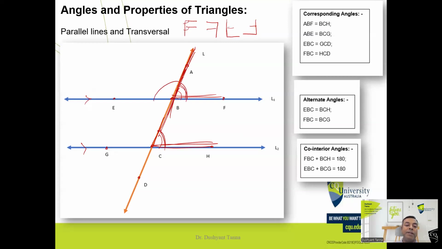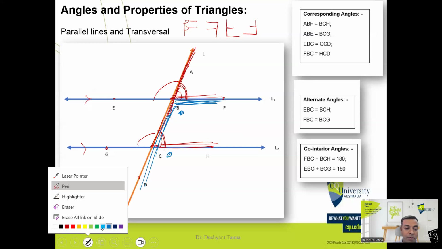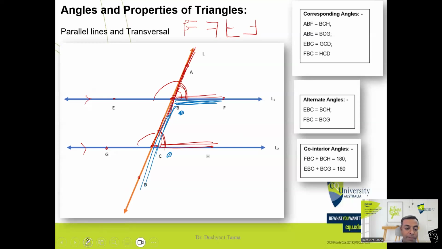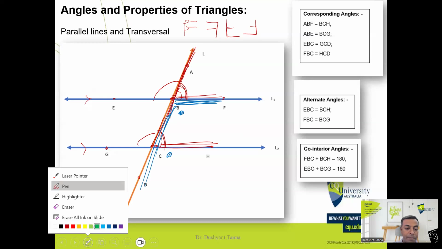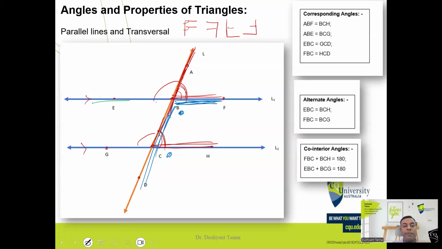Then the other pair will be up here, right? The third pair, I can change the pen color if it helps. The third pair is up here. This 2, right? And the 4th pair is here, right? So these are the 4 pairs of corresponding angles.